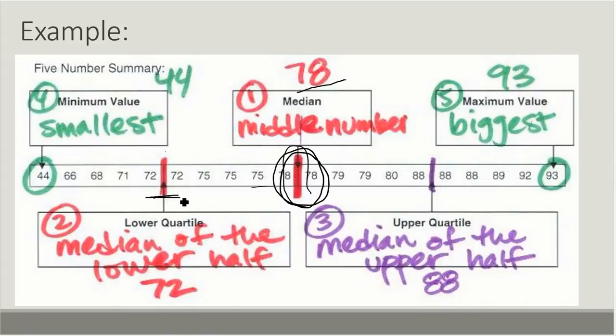This number is your lower quartile. So it's your Q1. It's the median of your lower numbers, and this would be your Q3. It's the median of your higher numbers.